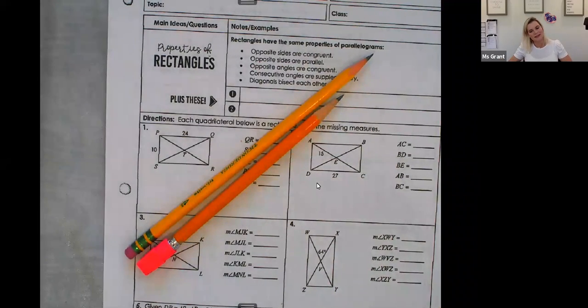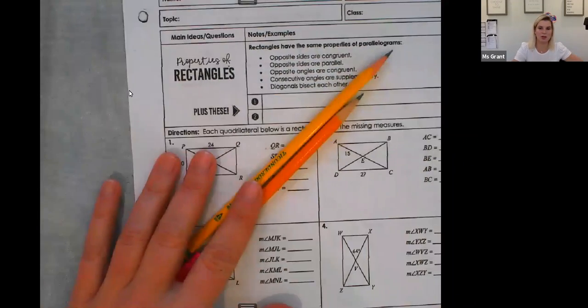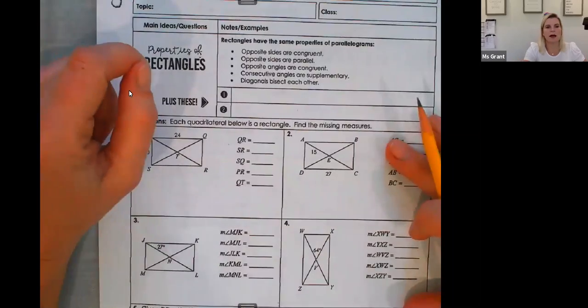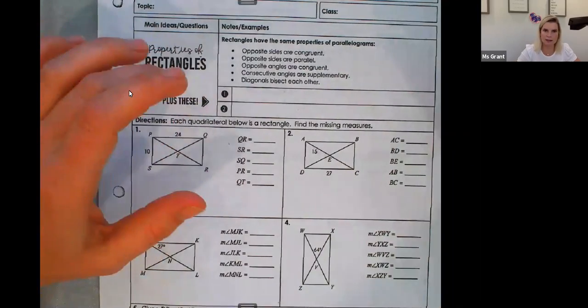All right. Today we are talking about rectangles and squares. You guys know all these rules already. I know you do, but we'll just go over them again. So, properties of rectangles.